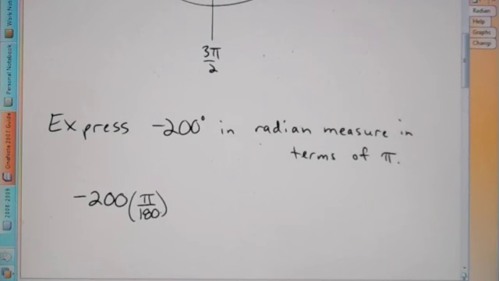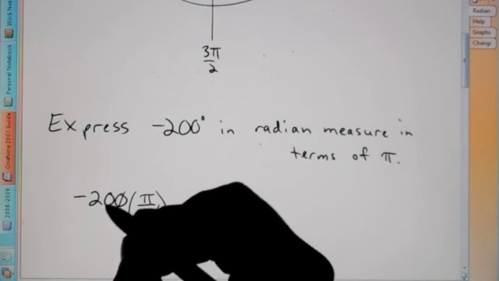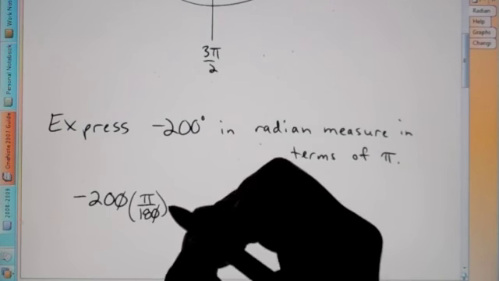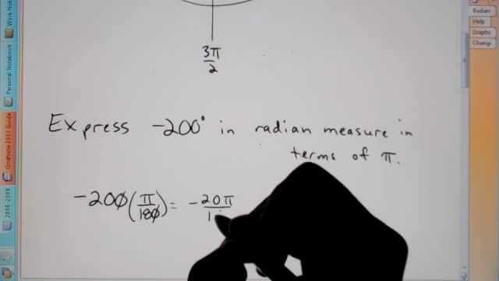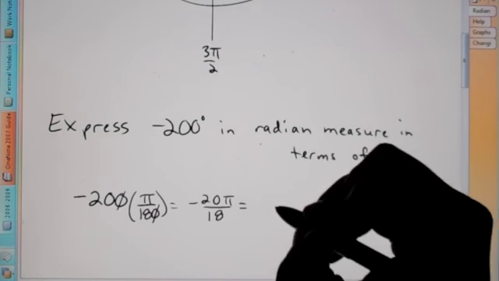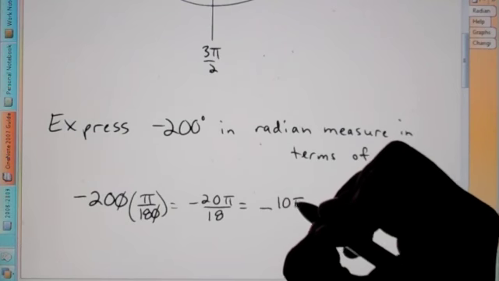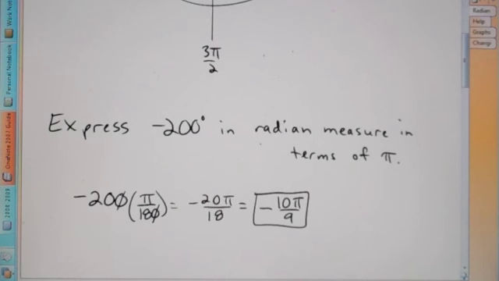Now we're going to reduce. We have a 0 and a 0, so we have 20 over 18. Let me just rewrite that so you can see. Now we reduce both of those by 2, so we're left with negative 10 pi over 9. So this is how we convert from degrees into radian measure in terms of pi.